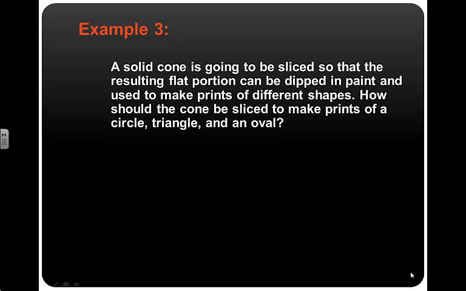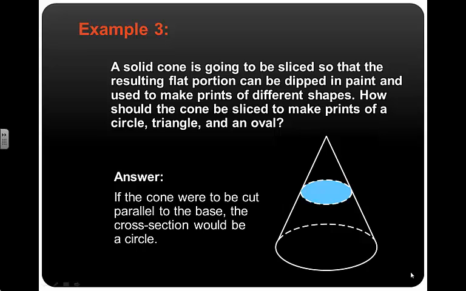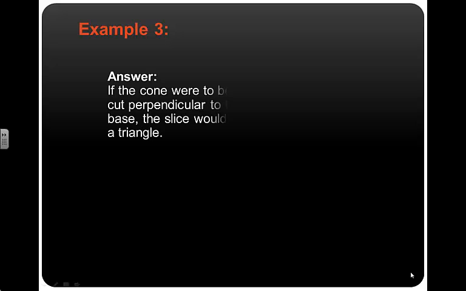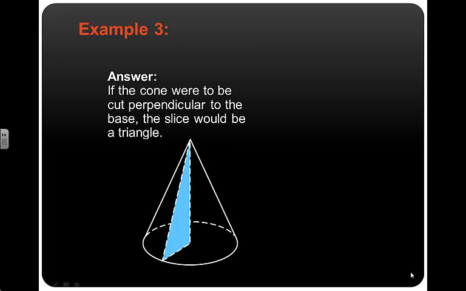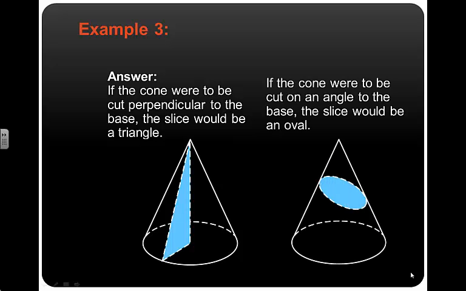A solid cone is going to be sliced so that the resulting flat portion can be dipped in paint and used to make prints of different shapes. How should the cone be sliced to make prints of a circle, triangle, and an oval? Alright, so if the cone were to be cut parallel to the base, then the cross section would be a circle. If the cone were to be cut perpendicular to the base, then the slice would be a triangle. And if the cone were cut at an angle, then it would be an oval. Okay, so you guys get the idea of cross sections.